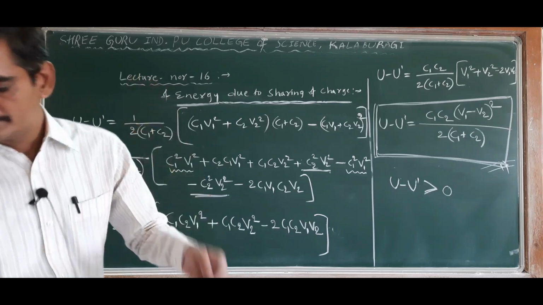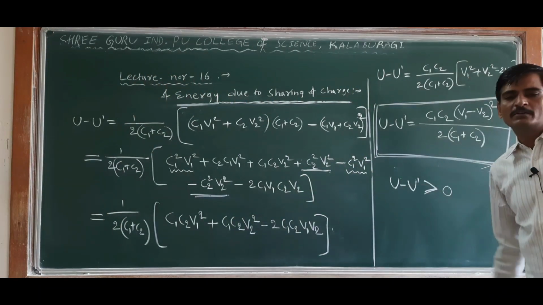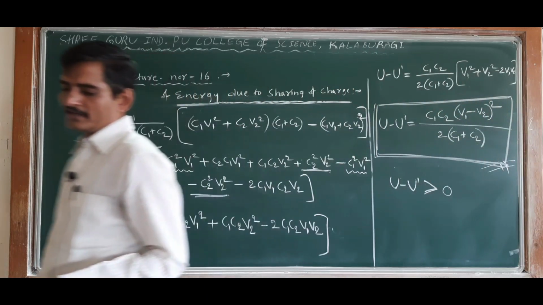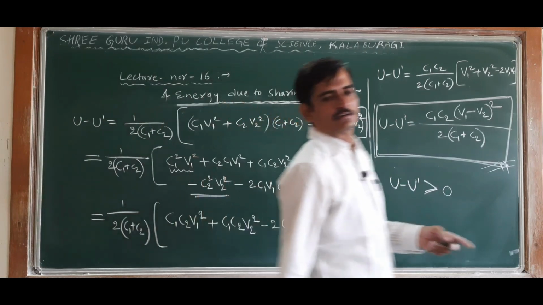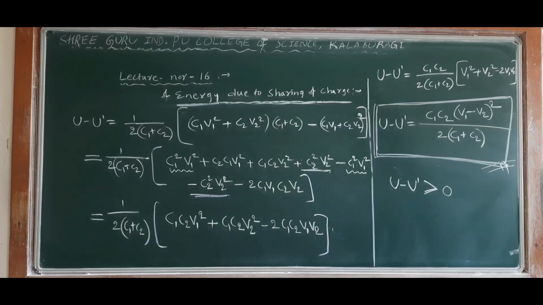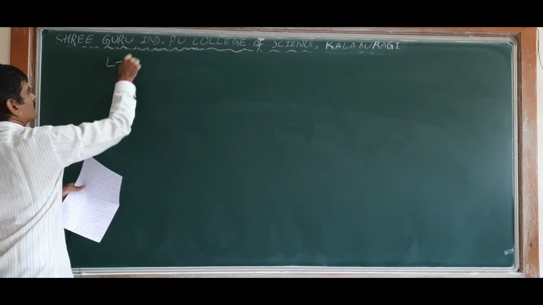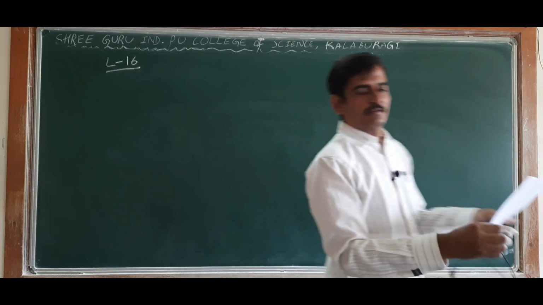So this is the theory part, and the theory part is almost completed. Now we have to solve some numericals on capacitors and some other concepts. We may take 2 or 3 periods, and after that this chapter is completed. Okay, lecture number 16. Write down the numericals.